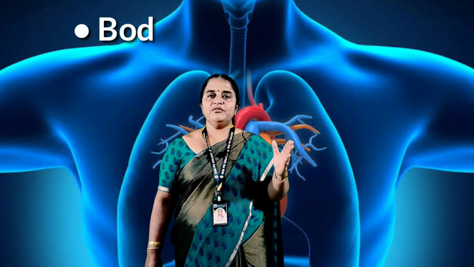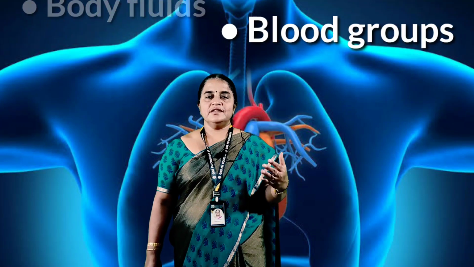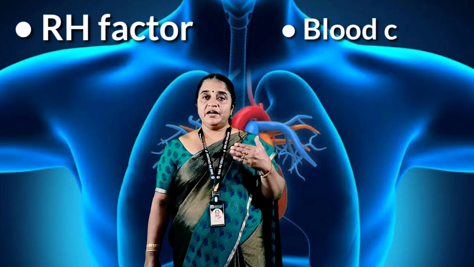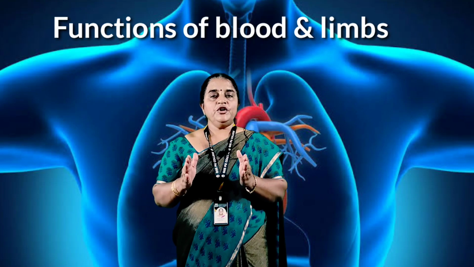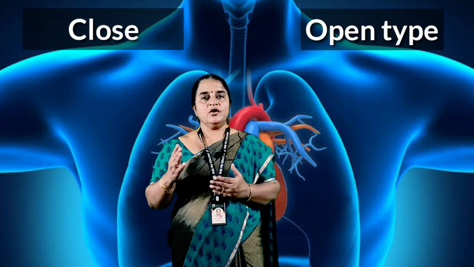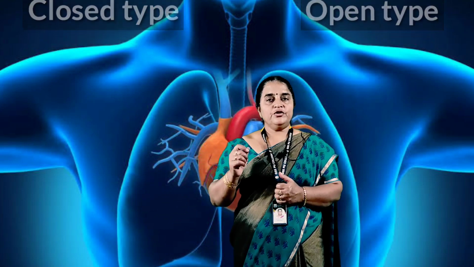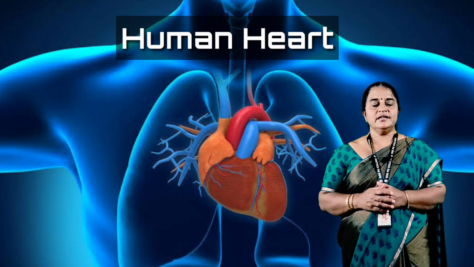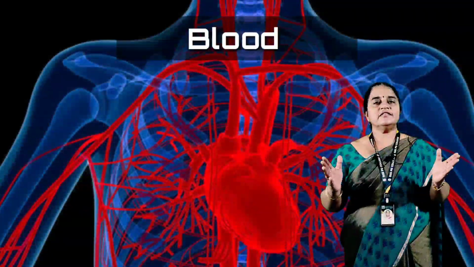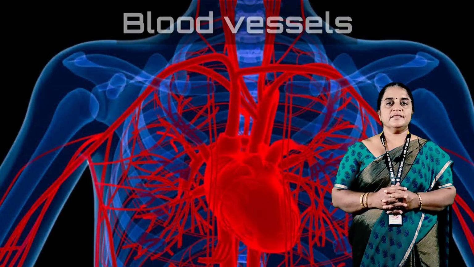Hello students. In earlier sessions you have already completed body fluids, blood groups, Rh factor, blood coagulation and the functions of blood and the lymph. Then you have already learned the types of circulation as open type and closed type. In today's session I'll introduce to you the human heart and the respective blood vessels associated with the heart.